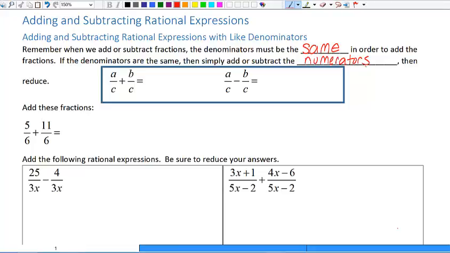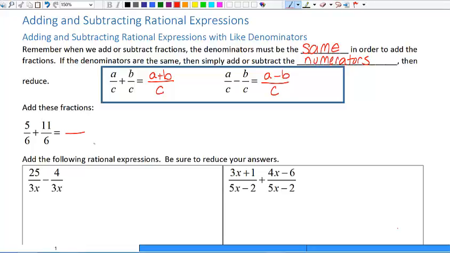So, for example, if you have a over c plus b over c, notice that the denominators are both c. The denominator will stay c, and the numerators you just add. The second one is the same thing but subtract. In that case, you would just subtract the numerators.